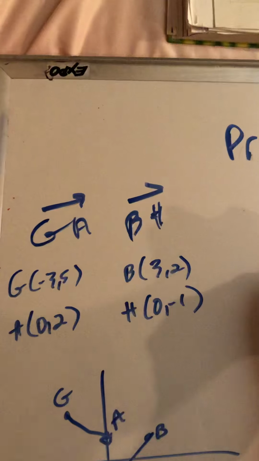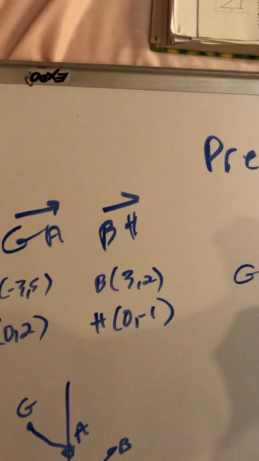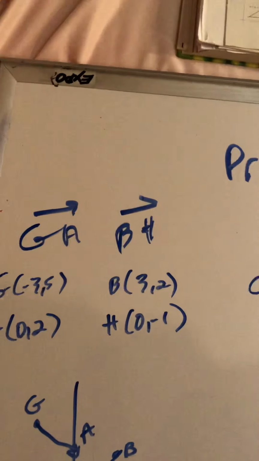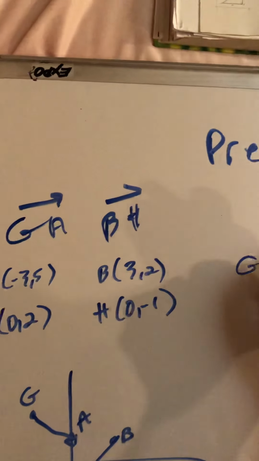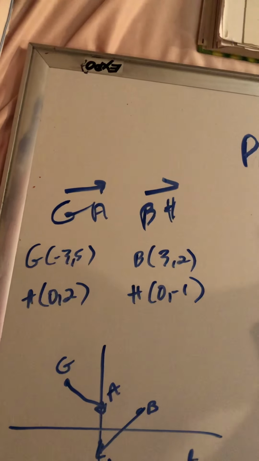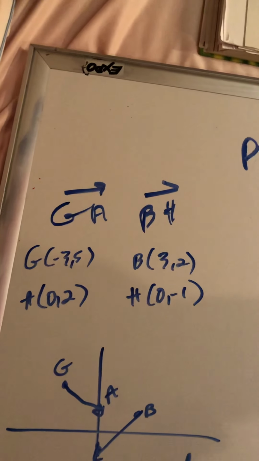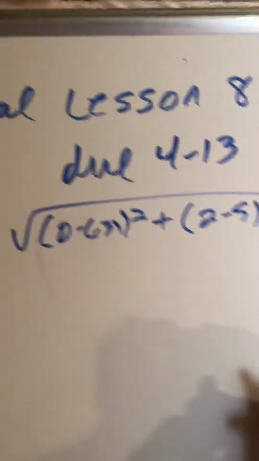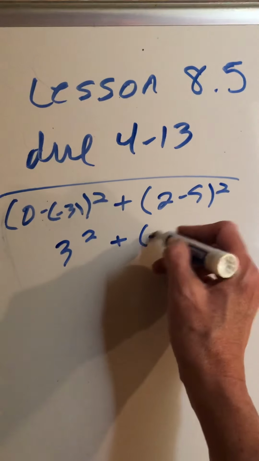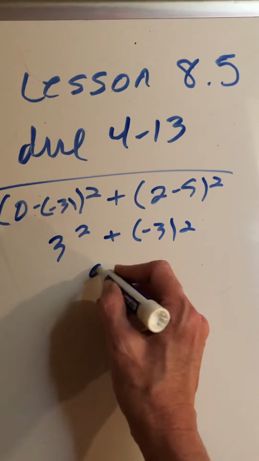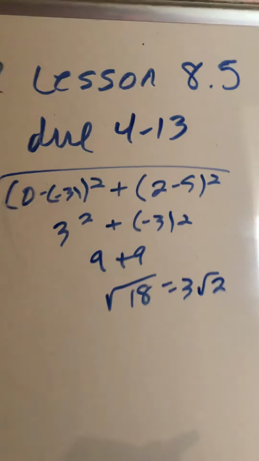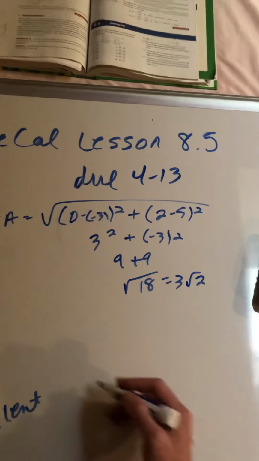So for GB, I would have the square root of 3 minus -3. I would not. That is not correct. Let me start that over because I'm doing GA, not GB. Doing GA. So GA, my x's would be 0 minus -3 all squared. My y's 2 minus 5 all squared. So it'd look like this. That's plugged into the distance formula. This would be 3 squared plus -3 squared. So that would be 9 plus 9, which is the square root of 18, which is 3 square roots of 2. Okay? So that's the distance for GA, or the magnitude for GA.